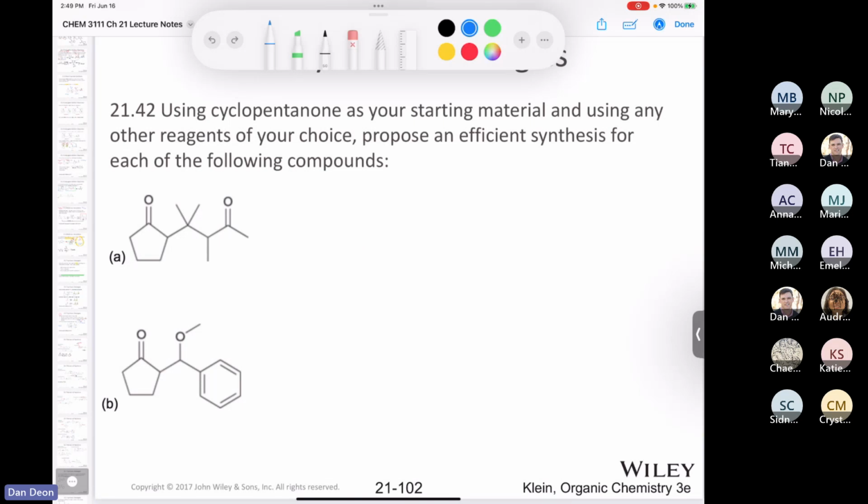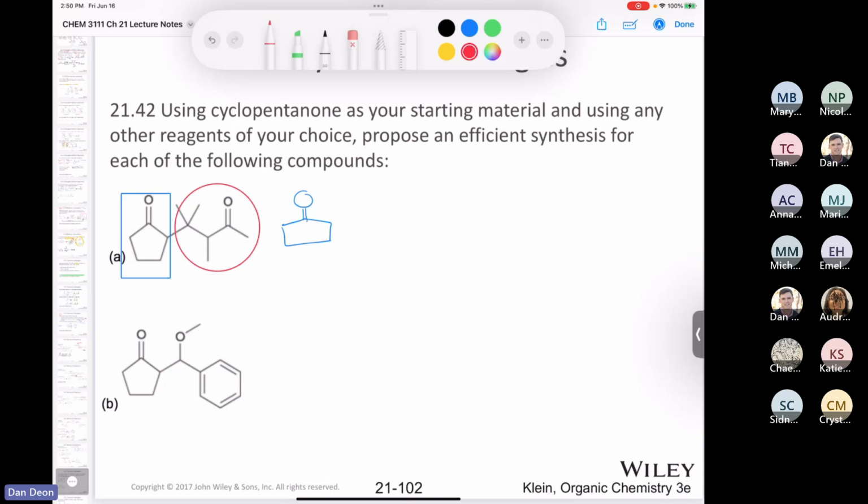So it says using cyclopentanone, so that's this carbonyl compound, as your starting material and any other reagents of your choice, propose an efficient synthesis for each of the following compounds. So you can see that if we color code the cyclopentanone in blue, for example, this part of the molecule must be coming from our cyclopentanone, and then all of this spinach over here must be coming from something else. And so what is that something else going to be? So you're going to have to come up with some kind of synthesis for this one. So I'll let you think about that before we tackle it.